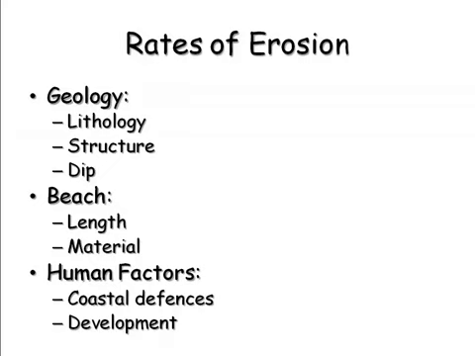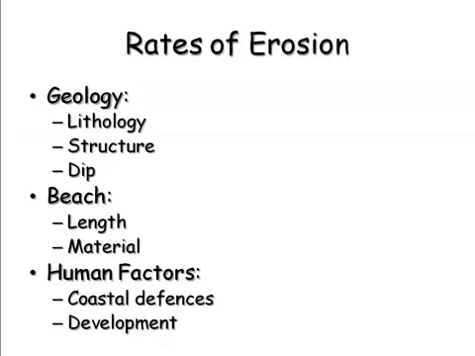The length of the beach, as I was just explaining, causes waves to break further out and lose more energy before they hit the cliffs. That will slow the rate of erosion down. Also, the material the beach is made from, coarser material like pebbles and shingle, will cause more energy to be lost through friction before the waves can actually break. Whereas sandy beaches, that's less the case. Less energy will be lost through friction, so there'll be more energy left in the waves by the time they do attack the cliffs.